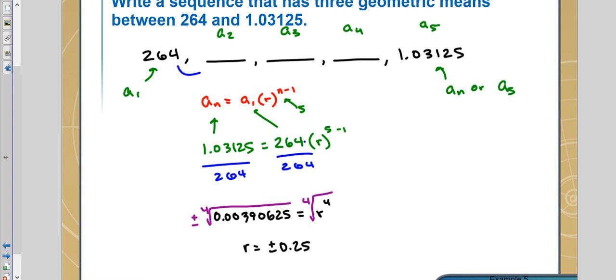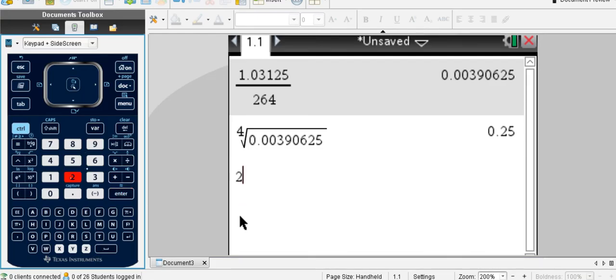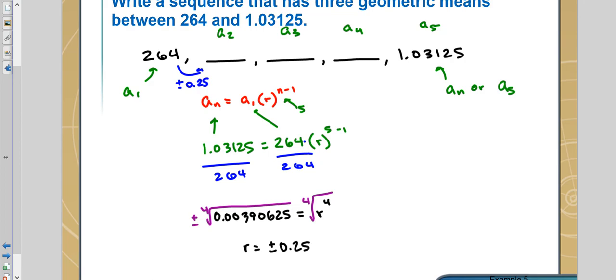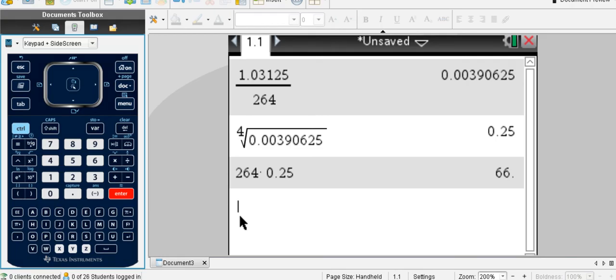So now we just fill in the values. So this, when I multiply by plus or minus 0.25, let's see what I get. And so we have 264 times 0.25 equals 66. And I do it again, times plus or minus 0.25. Okay, so this could be positive or negative, 66. And when I do it again, we get 16.5.